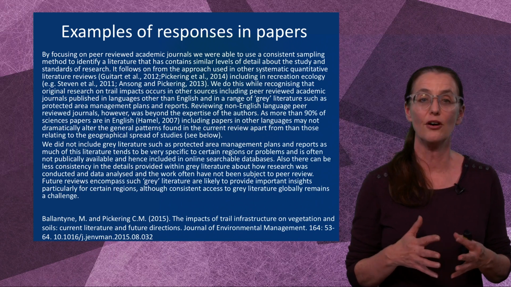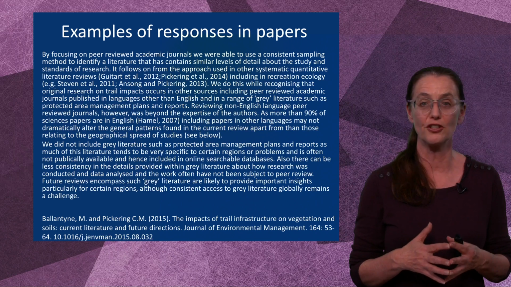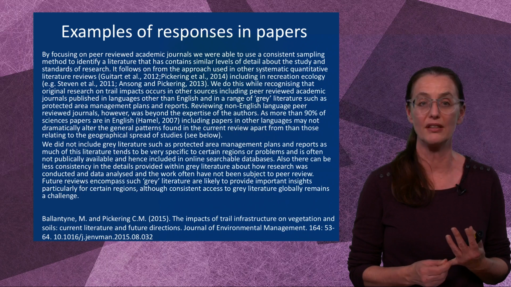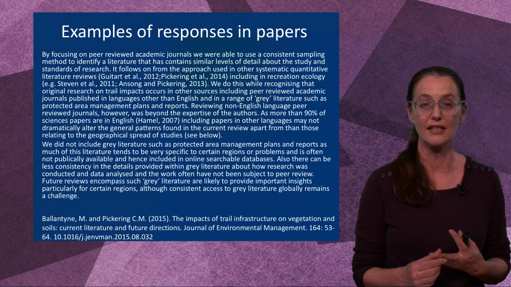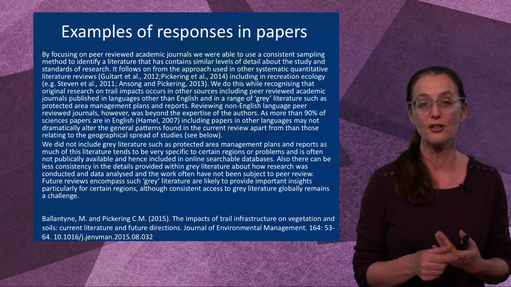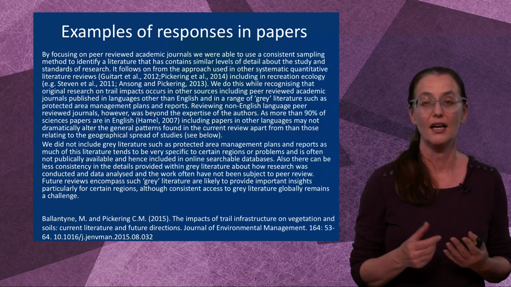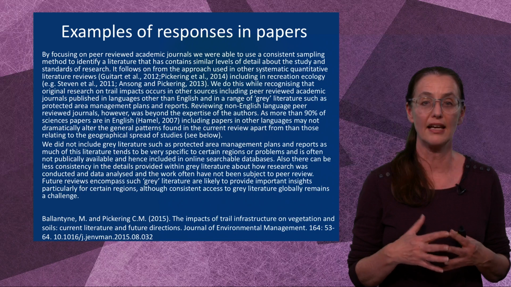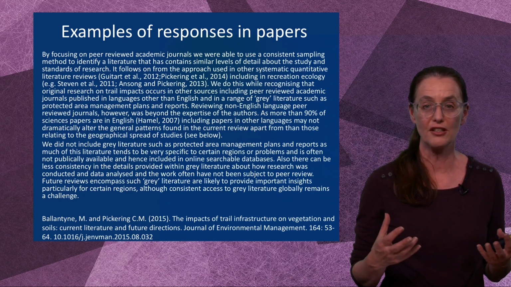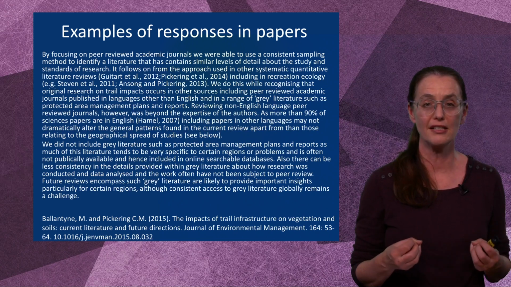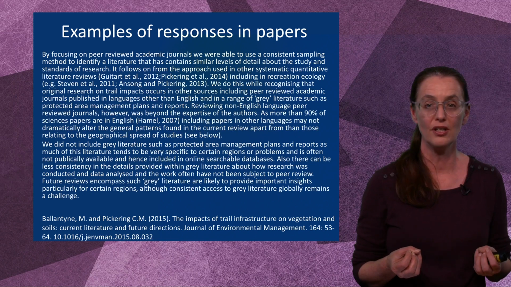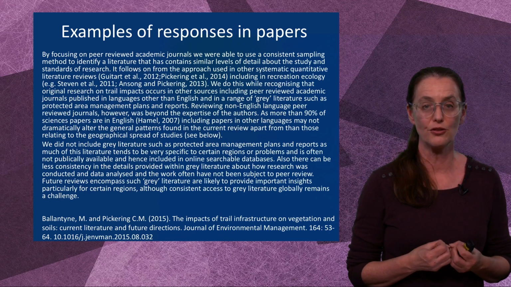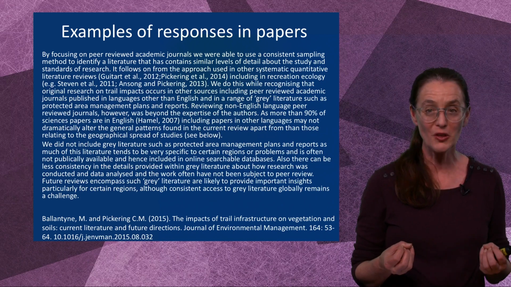Here's another example, one I was involved in, where we're looking at a particular topic and we're saying again, we're only focused on peer-reviewed academic journals because there was a consistent sampling method to identify the literature, and it contains similar levels of detail about the study and standards of research. It follows the approach from other reviews, and we did that while recognising that research on that topic could occur in other academic journals, in other languages, and a range of grey literature, and we gave examples of what some of those were. Reviewing the non-English peer journals, however, was beyond the expertise of the authors.